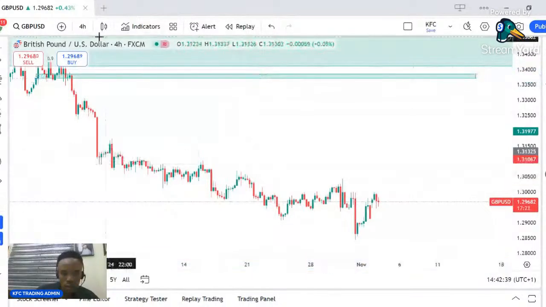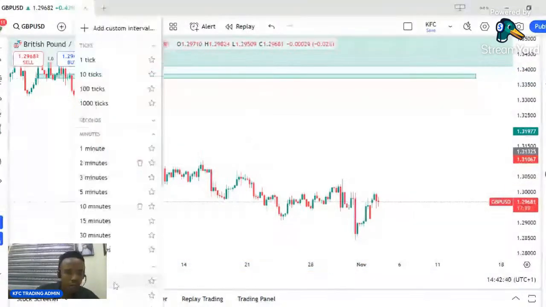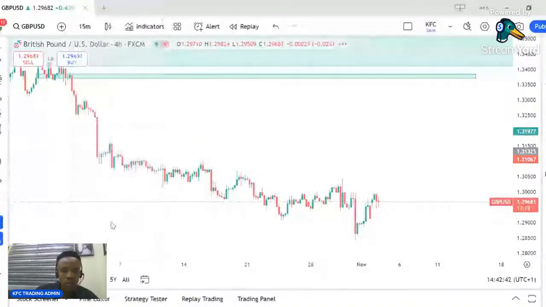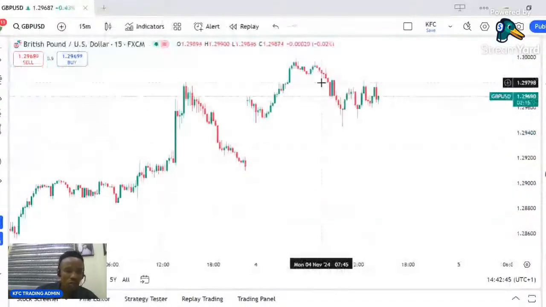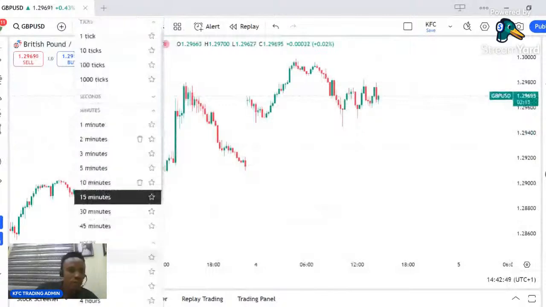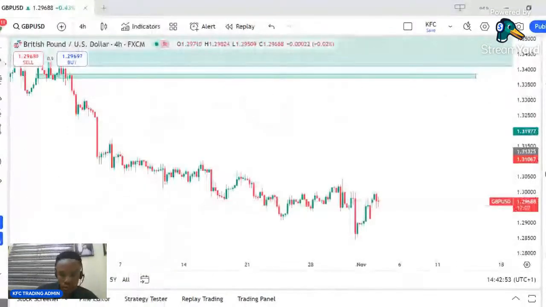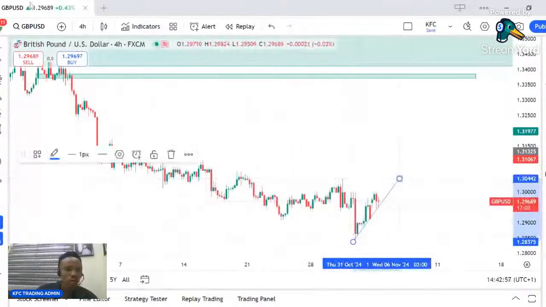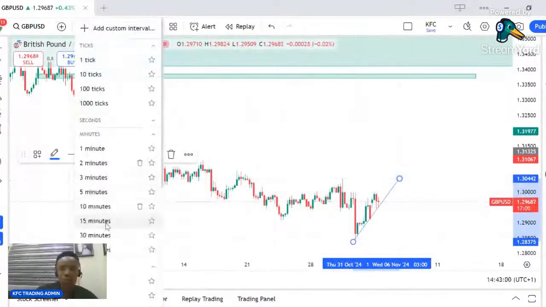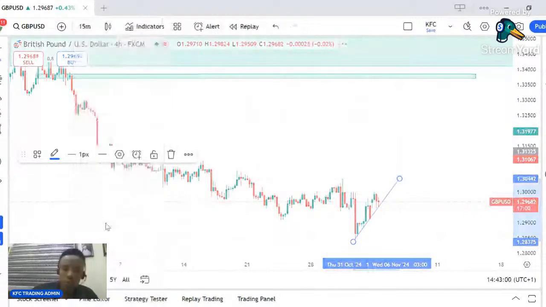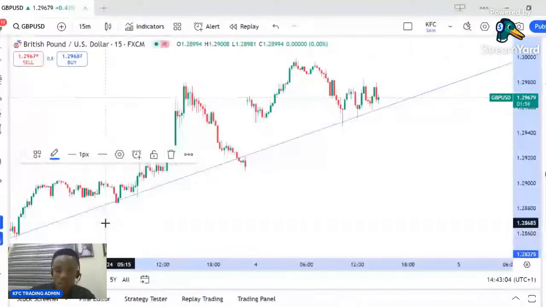So then my entry point is 15 minutes. You can see it's still very far, so I can also look at the trend. I can just draw this trend line like this. Then go down to my entry time frame and look at what the liquidity is. You can see that price is currently on the trend liquidity.